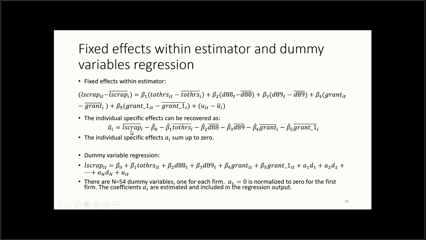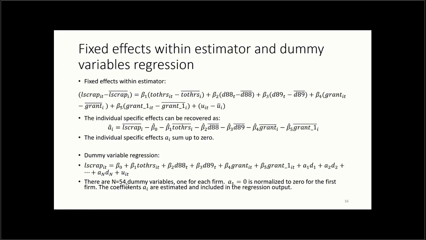Basically, we will be taking the average of each of the variables over time. These are going to be the estimated coefficients from the regressions, and we can recover these individual specific effects. And they will be summing up to zero. In the dummy variable regression, this is how we're going to be estimating. These are the independent variables. And then we would be putting here dummy variables for each of the firms. So n would be equal to 54 because we have 54 firms.